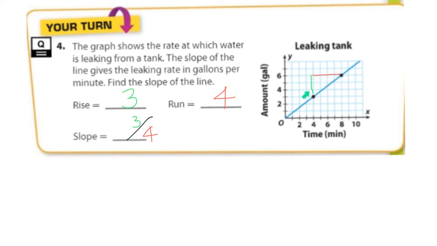So my rise is 1, 2, 3. There's my 3. My run is 1, 2, 3, 4. There's my 4. This is in a positive direction. Slope is 3/4.